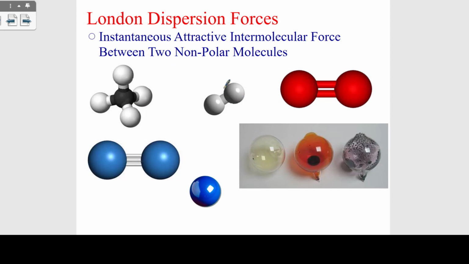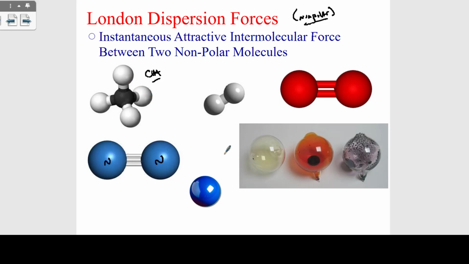And so when electrons are moving around, if they're on one side at one point, just for a split second, you have a negative side, right? It's just instantaneous polarities. But this is for nonpolar substances, okay? Things with carbons and hydrogens, like CH4, are going to have London dispersion forces. So if you see carbons and hydrogens, it's probably going to have London dispersion forces, because carbon and hydrogen have relatively the same electronegativity. So it's kind of like a nonpolar molecule.